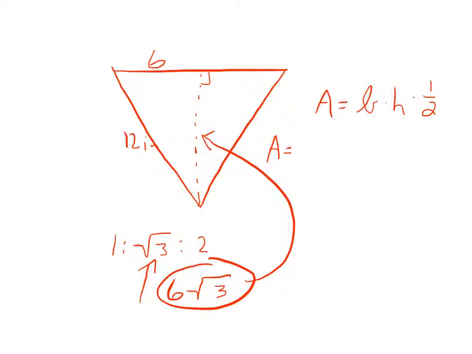So I'm going to put that into my formula over here. The base is going to be 6. That's right here, just half the side. The height is going to be 6 times the square root of 3. So I should put that in parentheses.